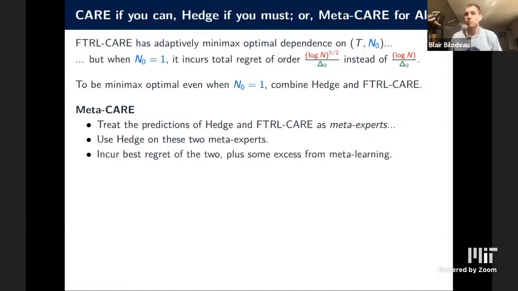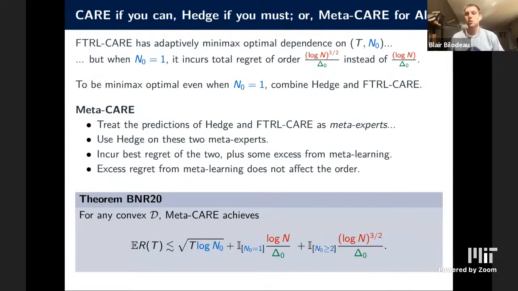And we're going to incur the best regret of the two, so whichever one does better, whether it's in the stochastic case or more than one effective expert, plus some additional amount that we have to incur from doing this kind of meta learning over these meta experts. And the point is we can prove that this additional amount of regret is negligible. It's not affecting the overall order of the bound. And so metacare basically achieves the best of both worlds here.